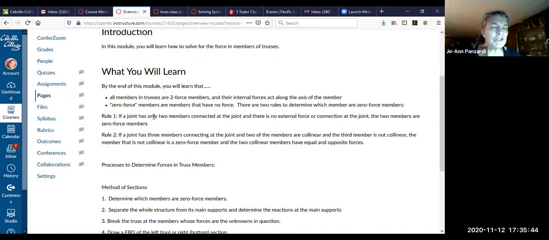Rule 1, we look at a joint that has 2 members only. They're connected at the joint and there's no external force or connection at the joint, and both of those members are 0 force members.